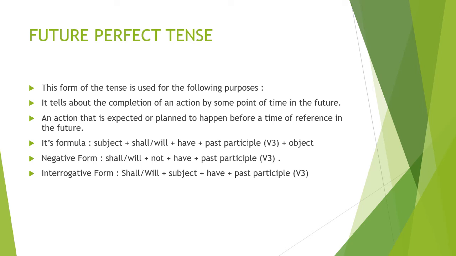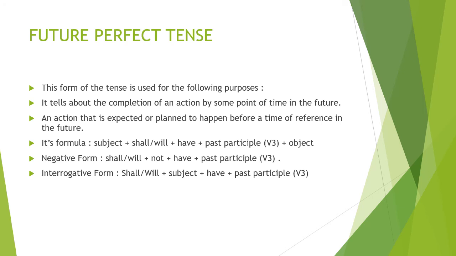How to form a future perfect tense sentence? You have to take the subject first. After that you have to add shall or will, it is the helping verb. Then again have will be added. Have is a must with shall or will. Means if you take shall, then again you have to add have, shall have or will have, plus past participle. Children, keep in your mind past participle means third form of the verb, and after that the object.